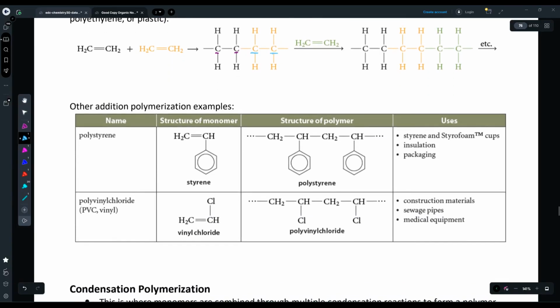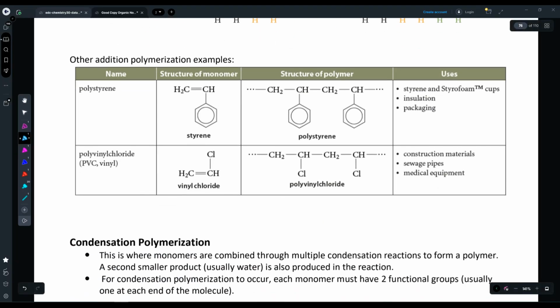Other examples of polymers formed through addition polymerization include polystyrene. Styrene, which is right here, is the monomer, and if you put enough of those together, you get polystyrene, which we know as styrofoam. That can be used as insulation and as packaging. What you'll need to understand is the different polymerization reactions and how they apply in real life.